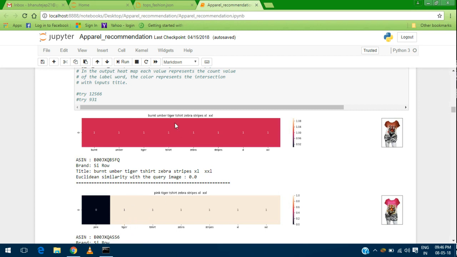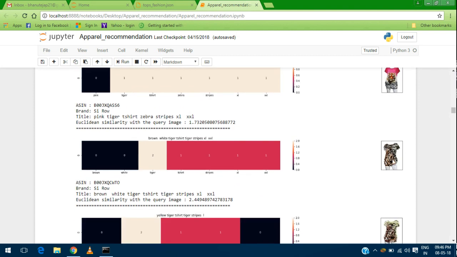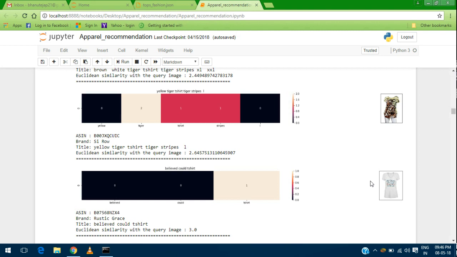So tiger is already present in this, so the value is 1. The recommended products for this particular product are these. This is a product which has a tiger and also zebra stripes, but the color on the top of the shirt is different. Similarly, these are the products which are getting recommended, which are almost similar.